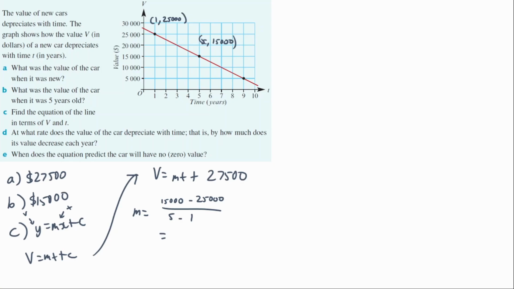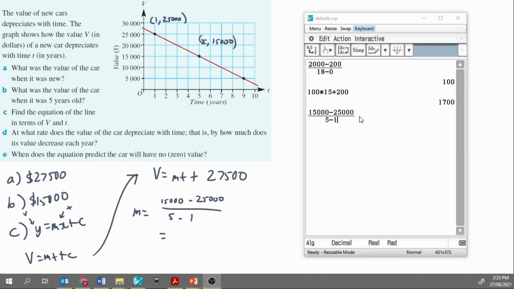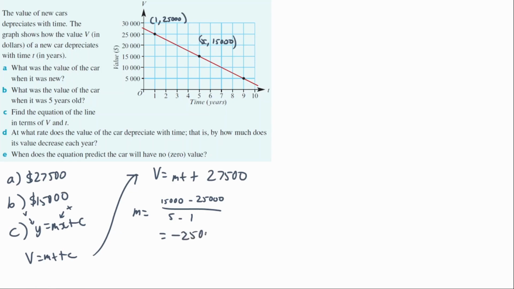So you've got that. Once you got that, just chuck that into your calculator. Your calculator should look something like that. Once you got that, just press enter and you get negative 2,500. That is my value for m. So I'm just going to put that straight into that equation. So that becomes V equals negative 2,500t plus 27,500. So that is my equation there.